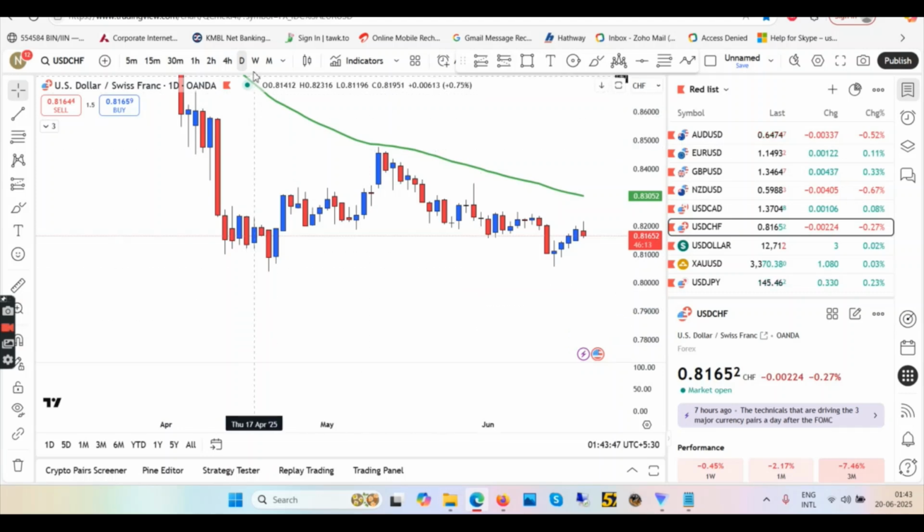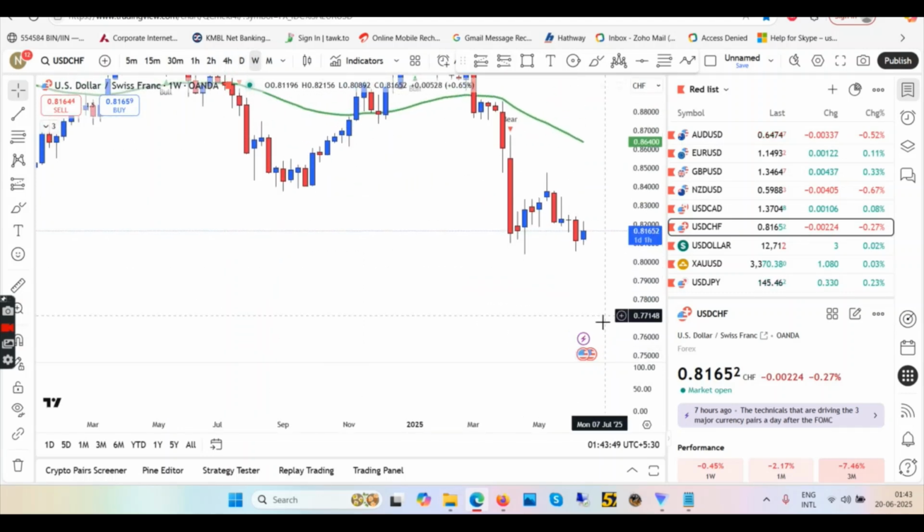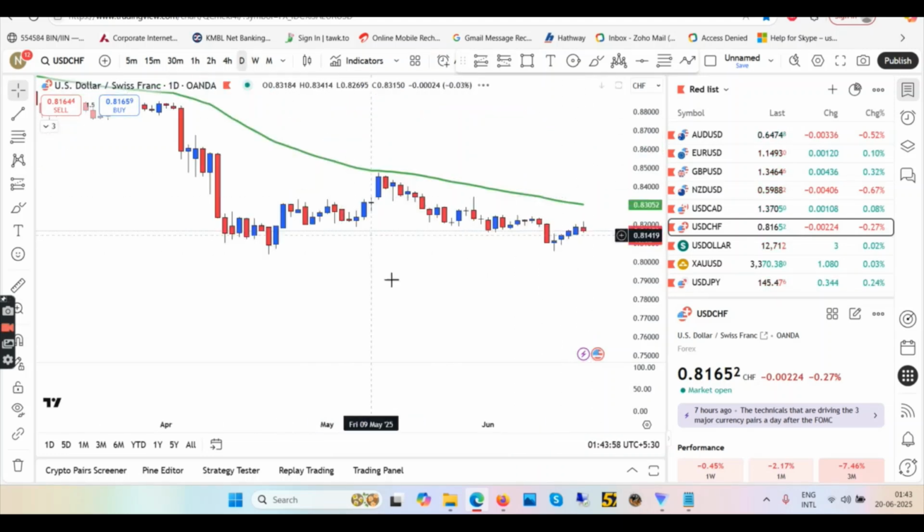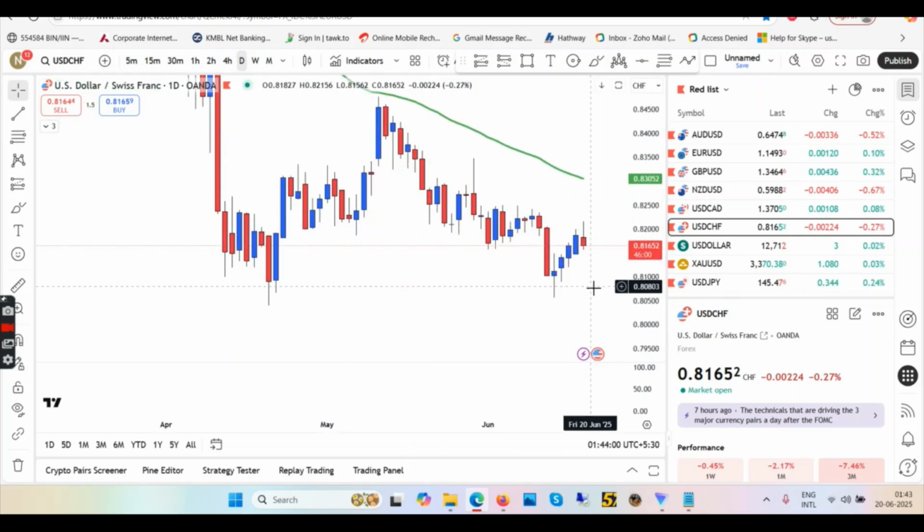Coming back to the chart, starting the top down approach with weekly time frame. Weekly, we are in the downtrend. Okay, so new low is created in weekly. So overall, dollar is still in the downtrend against Swiss francs. So we don't have much right now. Until this high is broken, I will not say to take long in USDCHF.